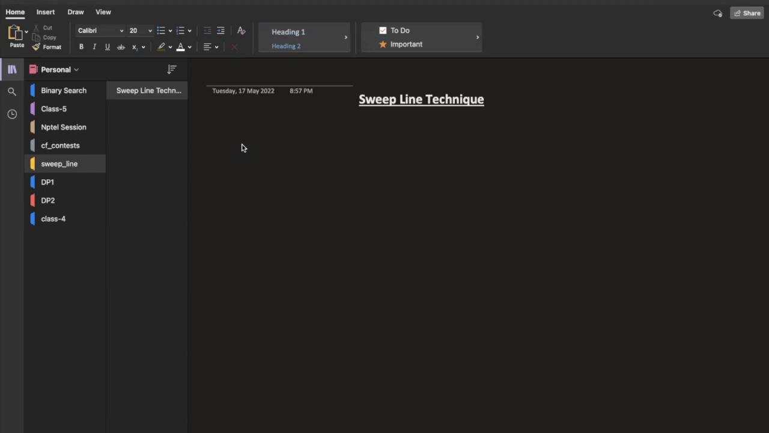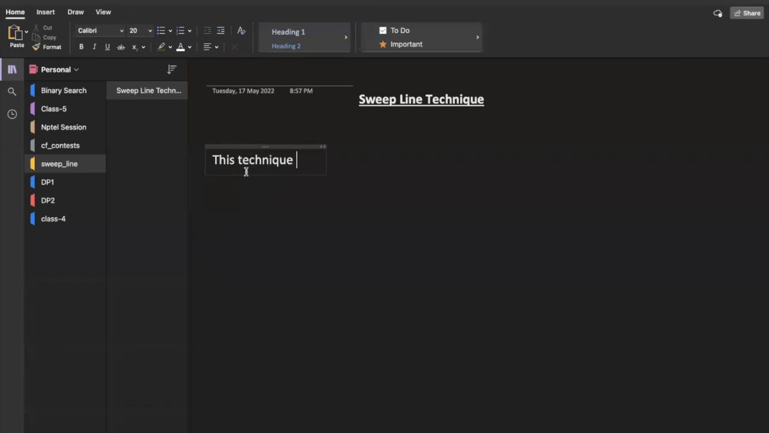Before that, I'll start with a brief introduction of what exactly this technique is and in which situations we can apply it. So let's start by defining what exactly this sweep line technique is. It is a technique which can be applied in problems in which you have some intervals, with starting points and ending points for each interval, and you have to figure out the value of an expression.